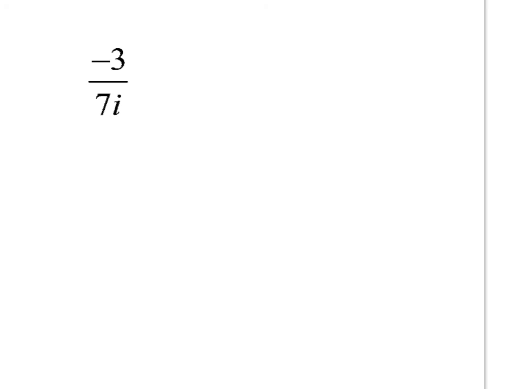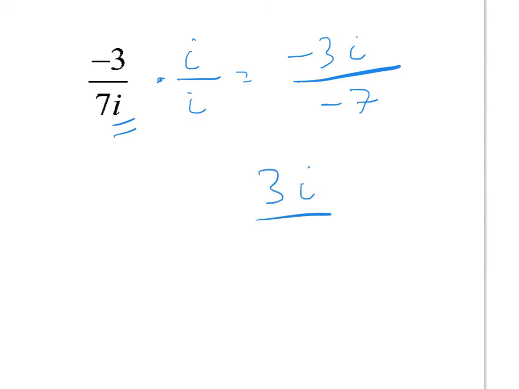When we have an i in the denominator of a fraction, an i is in essence a radical, so we need to rationalize. So we're going to do what we did before with radicals. We're going to multiply both top and bottom by i. Up top now I have negative 3i over 7i squared, which is negative 7, because i squared is negative 1. My negatives are going to cancel, and I have 3i over 7.